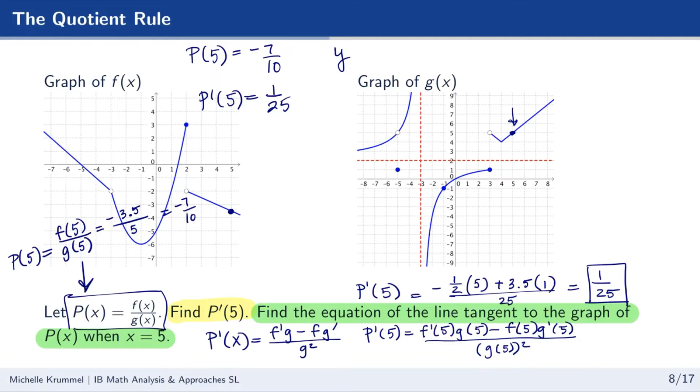So it's y equals the y coordinate, 7 over 10, plus the slope times x minus the x coordinate. So there is my tangent line equation. Y equals 7 over 10 plus 1 over 25 times the quantity x minus 5.